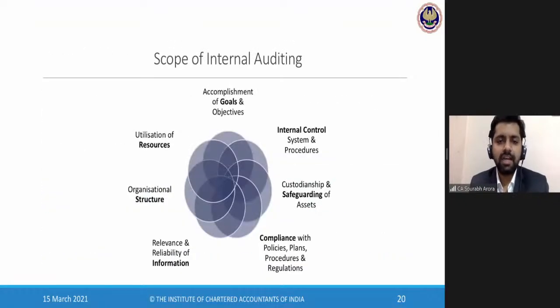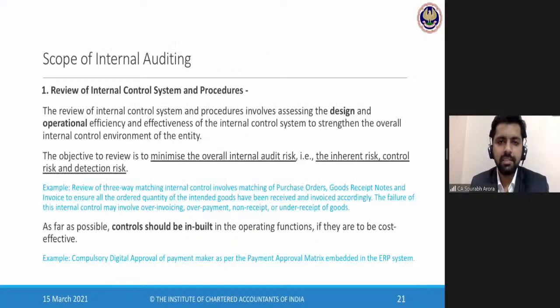Since I have provided you the summary slides as well, you can quickly glance through them to learn and memorize these concepts. So we'll deal with them one by one. So first of all is the review of internal control system. As I said, wherever the internal audit comes, the internal control system also comes. So the first scope of internal auditing is review of internal control system and procedures.